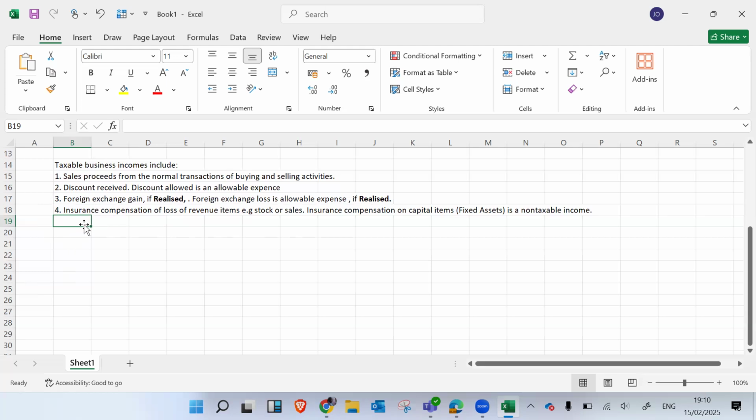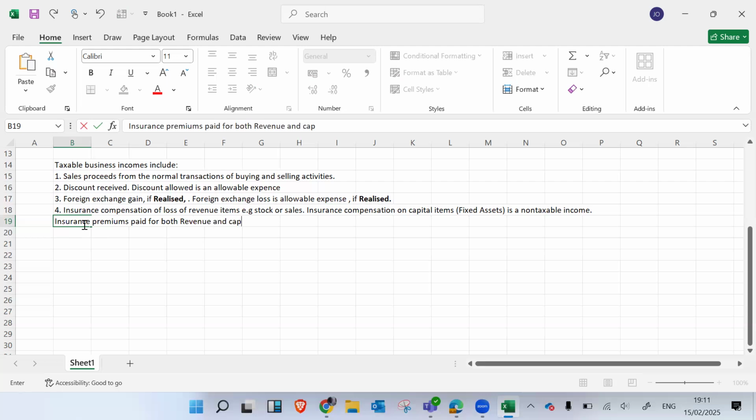But again, insurance premiums paid for both revenue and capital items is an allowable expense. Remember, the items must be for the business.